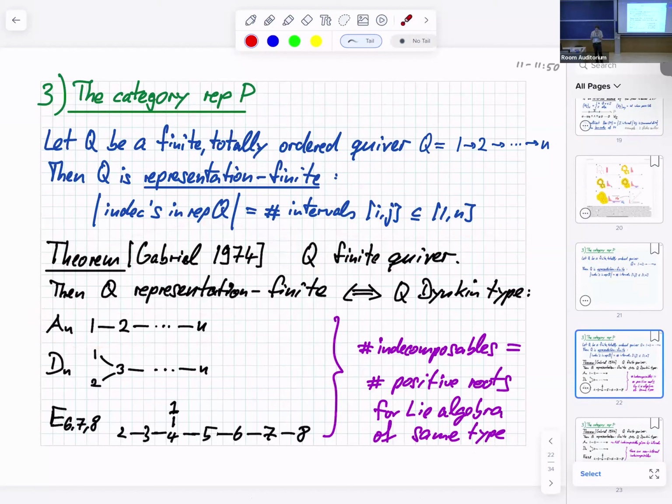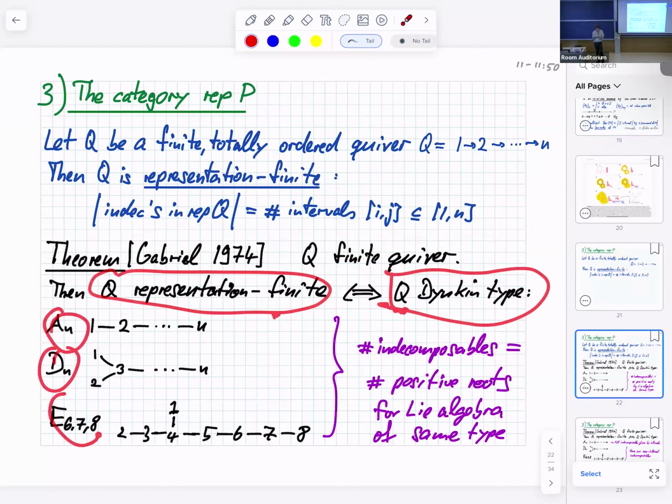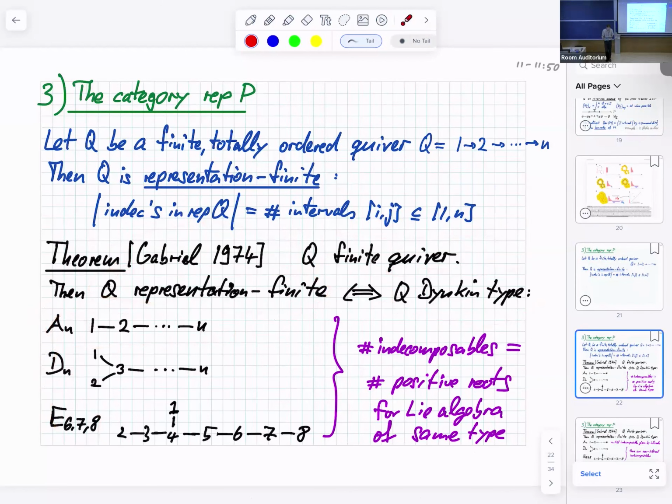In general, you can characterize a quiver as representation finite, meaning it has only finitely many indecomposables, if and only if it is a quiver of Dynkin type, one of the Dynkin types A, D, or E. The Dynkin types A are given by just a line, but with any orientation. This could be this way, that way; I don't specify the orientation. Any quiver that is a line with any orientation is called a quiver of type An.